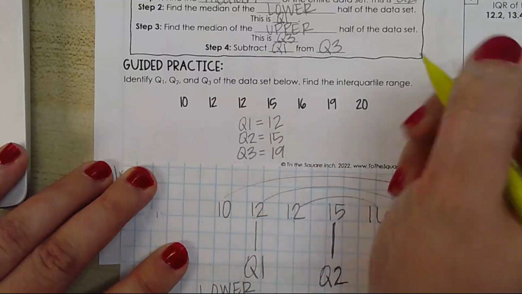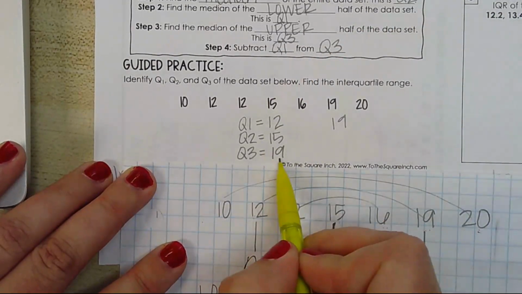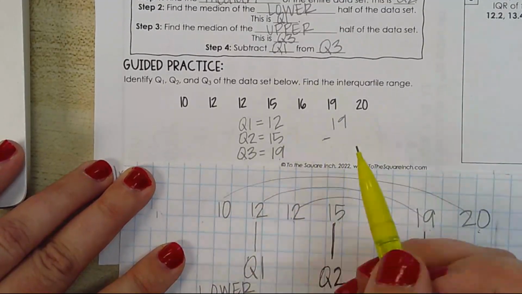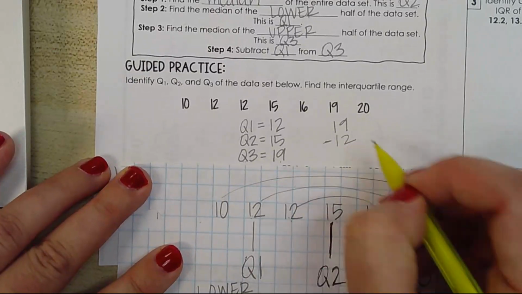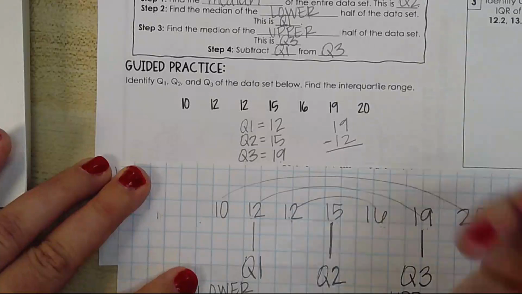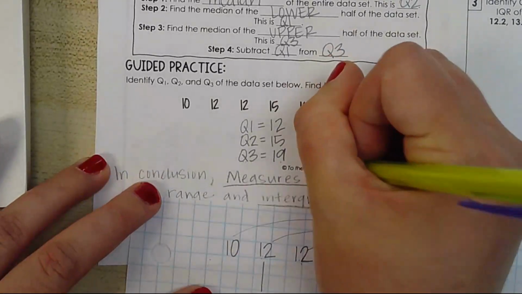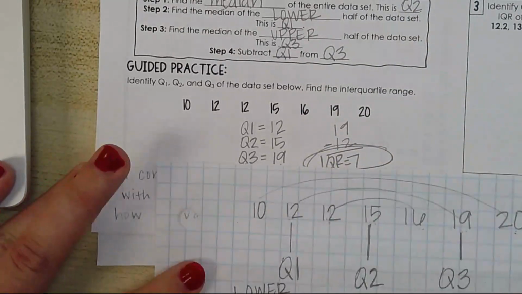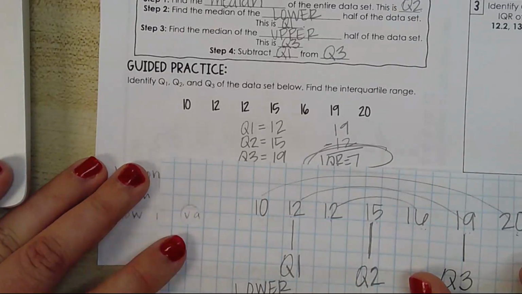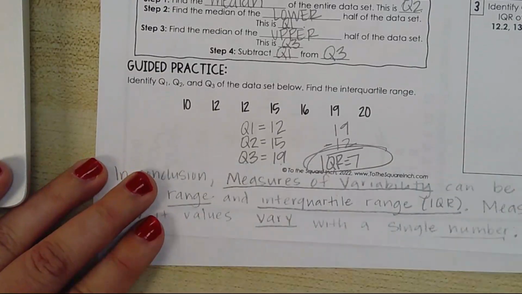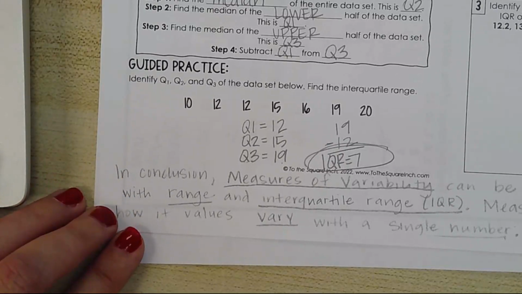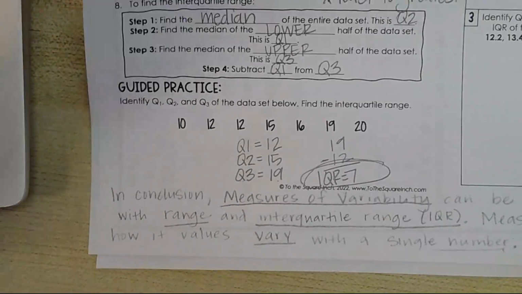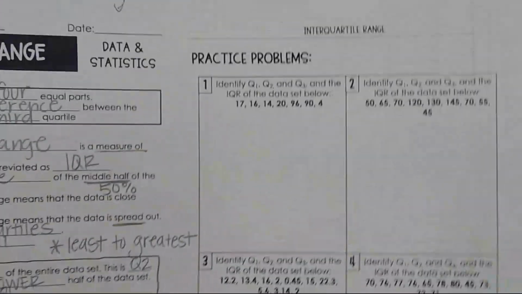So what I'm going to do is go 19. Where did I get 19 from? Quartile 3. Minus 12. And what do I get? 7. So my IQR is 7. So this is not hard, but it's a lot to do. A lot of steps just to find the interquartile what? Range. So we are going to just keep on practicing today. And that's all that we're doing is practicing interquartile range, okay?